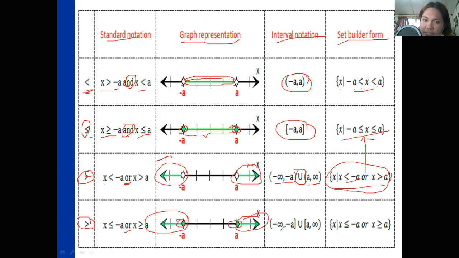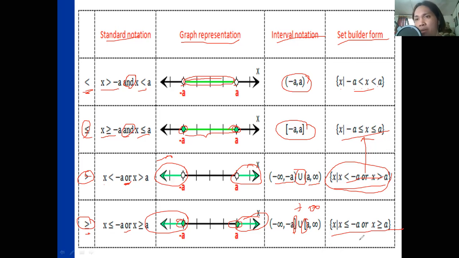So we have negative infinity and then negative a. Remember, this one shows inclusion. Union of a, where a is included, and going to positive infinity. It's fine that you don't need to write positive infinity, you can just write infinity right away. It's understandable. And for the set builder notation form in this example, we have x such that x is less than or equal to negative a, or x is greater than or equal to a.